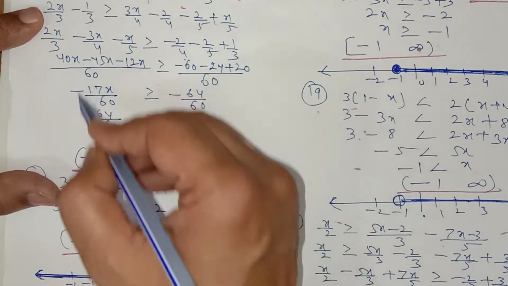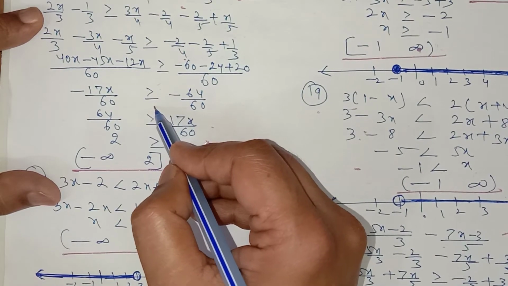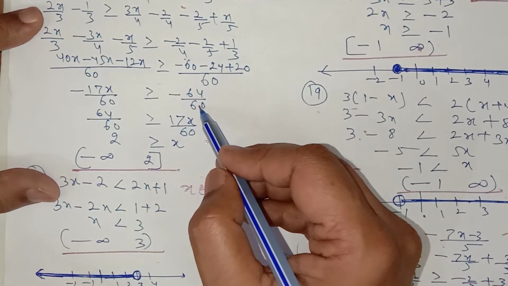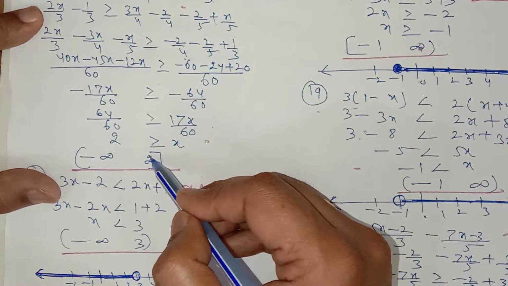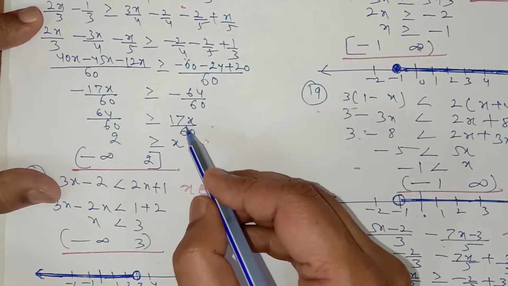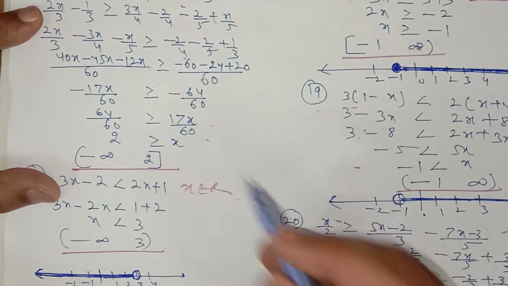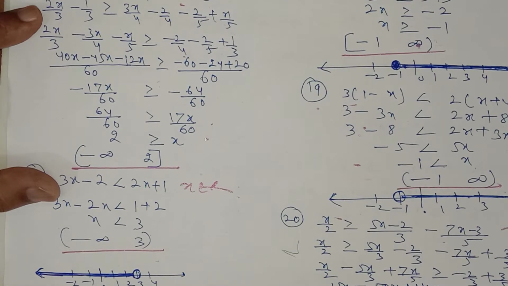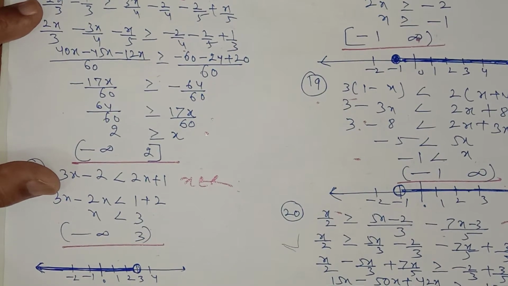Now if you cancel this negative sign, then you have to change the inequality sign. But the best way is to change the side and change the sign without disturbing the inequality sign. Then it will be better. So I've taken this to the left hand side, this to the right hand side to make the variable positive. Try to make the variable positive by changing the side. If it is negative, then change the side of the variable.